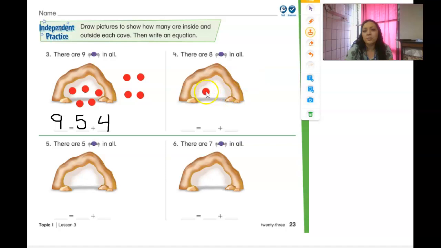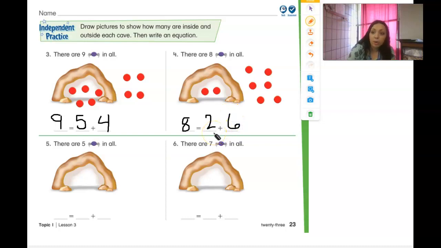So I might just play and say, well, I only want to put 2 inside the cave. So now I still have to get to 8. So I have 2. So 3, 4, 5, 6, 7, 8. And I can always go back and count and make sure that I have 8 in all. So I've got 8 spiders in all. How many do I have inside? 2. Very good. And then how many do I have outside? 1, 2, 3, 4, 5, 6. Very good. So I have a part of 2 and a part of 6, which makes that whole number 8.